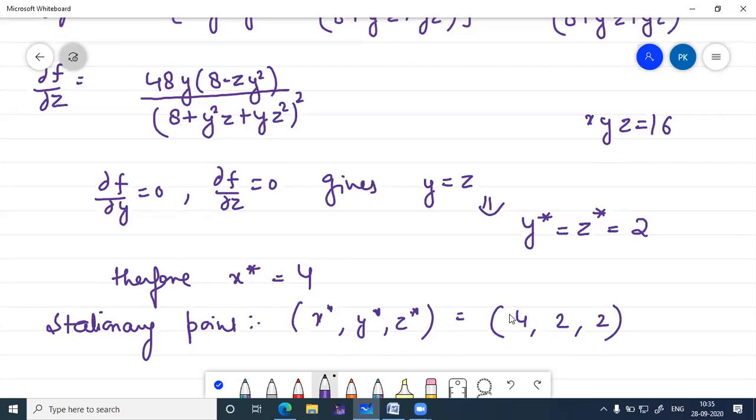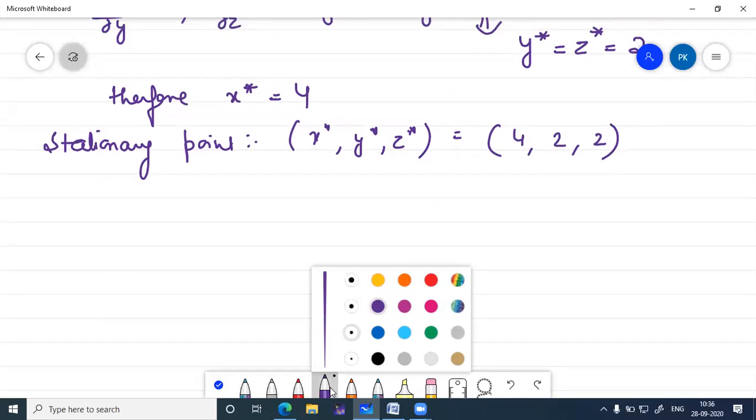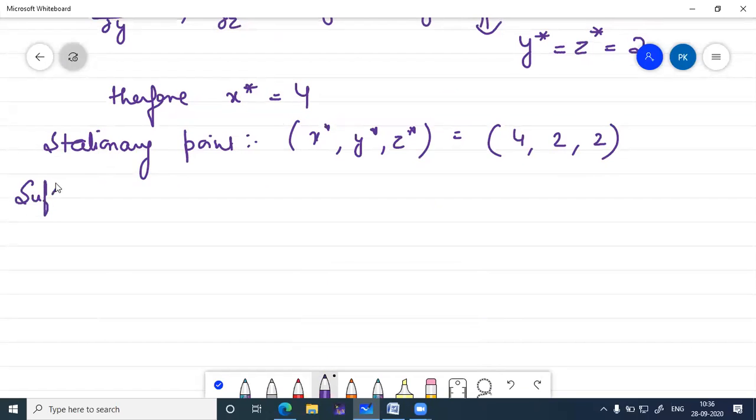Now at these values, we will check whether we get maximum or minimum. For that we know the sufficient condition is that we evaluate the Hessian matrix, and after evaluating, all of its determinants, if all of them are positive, then positive definite. If they alternate positive and negative, then negative definite. So it depends on the conditions. Now, sufficient conditions.